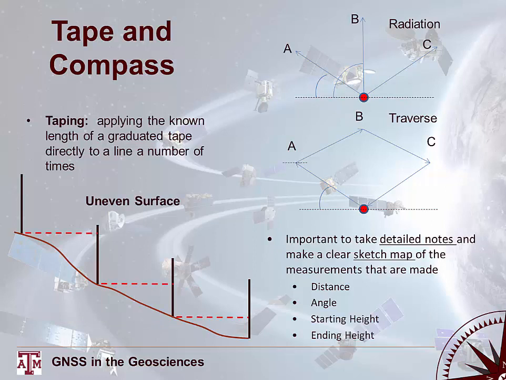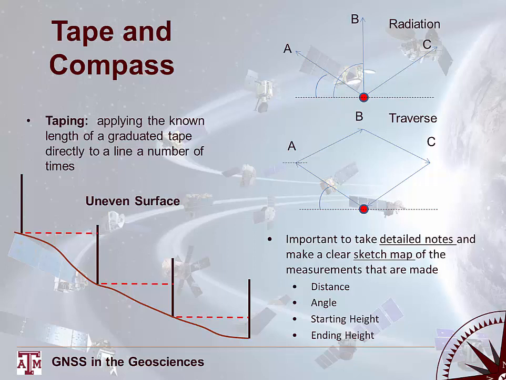The tape and compass example on the previous slide was done assuming that the area was a flat horizontal surface. Now, tape and compass can also be done across an uneven surface. However, the computations become a little more complicated. So in this class, we won't be conducting a tape and compass survey across an uneven surface, but instead we'll make the assumption that the area is a relatively flat horizontal surface.